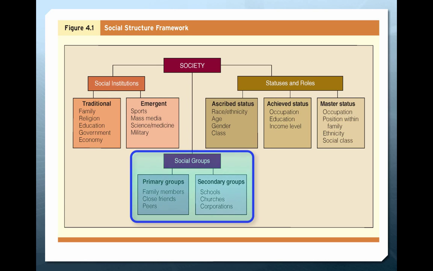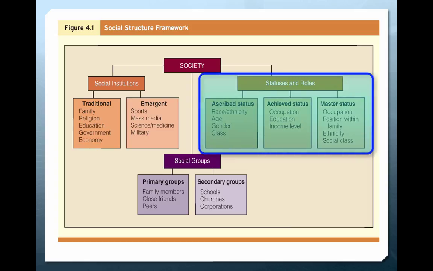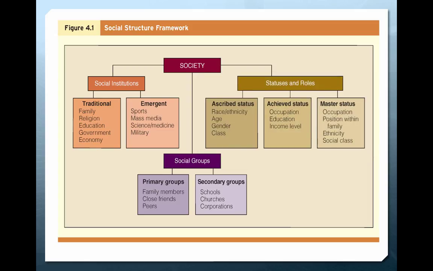Groups, you see them towards the bottom, primary and secondary. Statuses, you see ascribed, achieved, and master. And roles, they are a part of these statuses. And norms, which would be the guiding principles or guiding behaviors, tell us how we're supposed to do things in any given society.